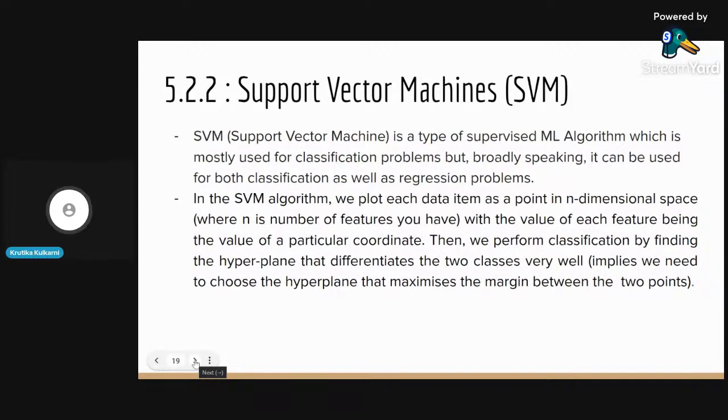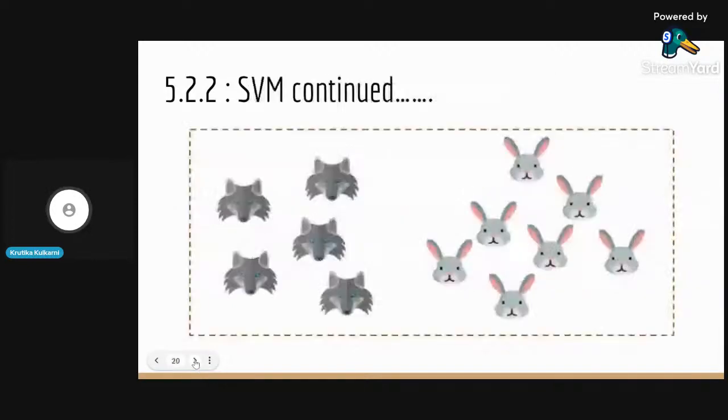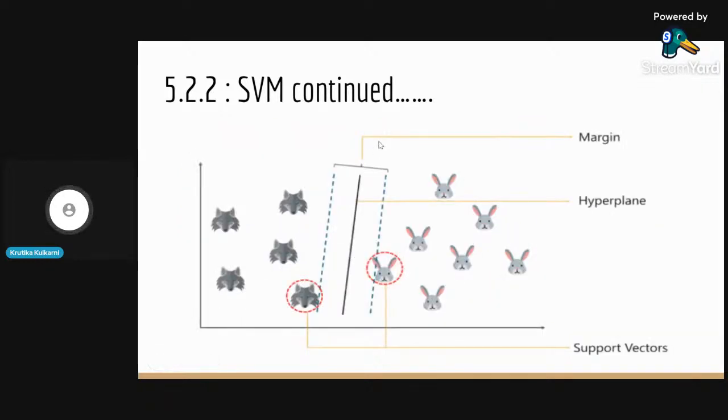So, in order to understand SVM, let us consider a very simple example. Suppose we have a farm filled with wolves and rabbits, and we need to construct a fence around them so that our wolves do not eat our rabbits. So, how will you do that? One possible thing is that you will draw a boundary between them such that it differentiates these two groups, and this is exactly how SVM works.